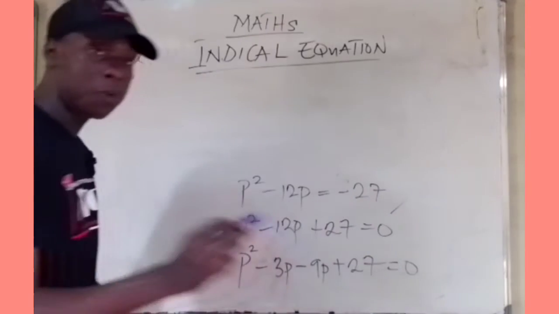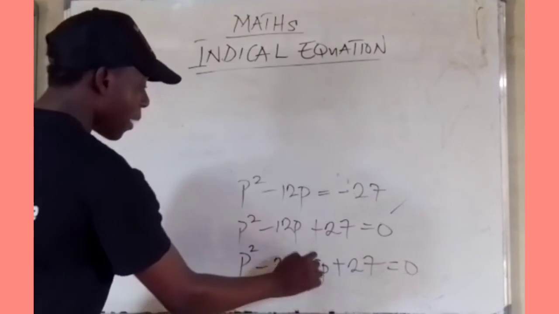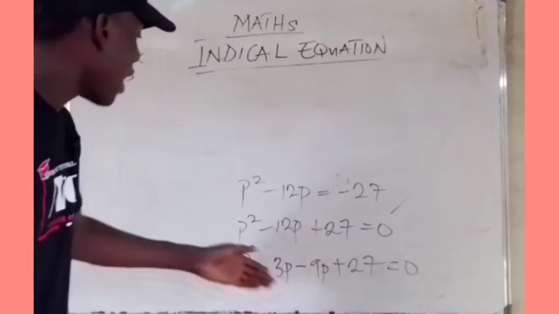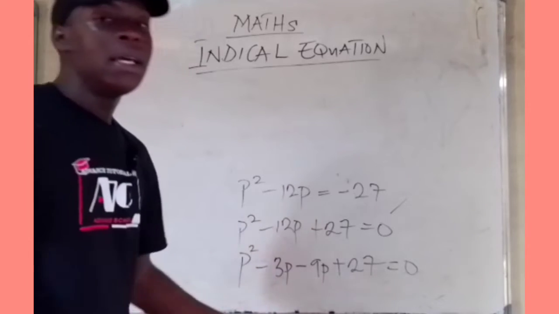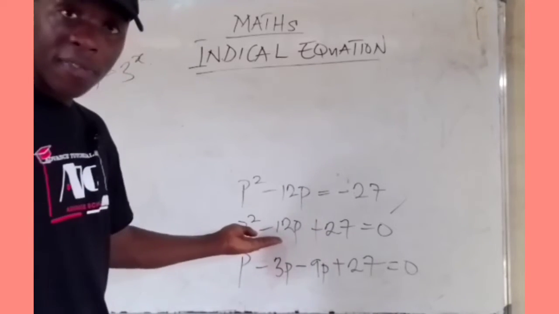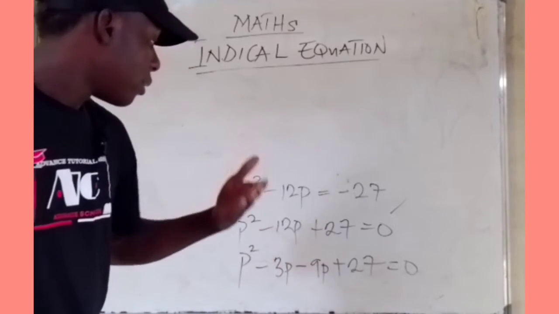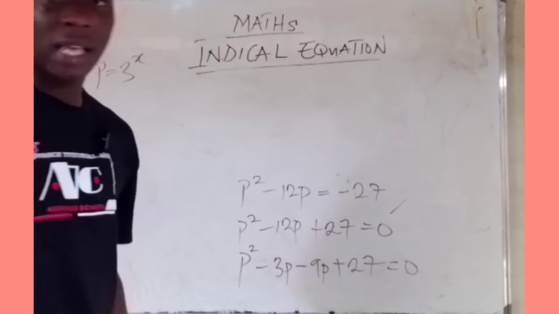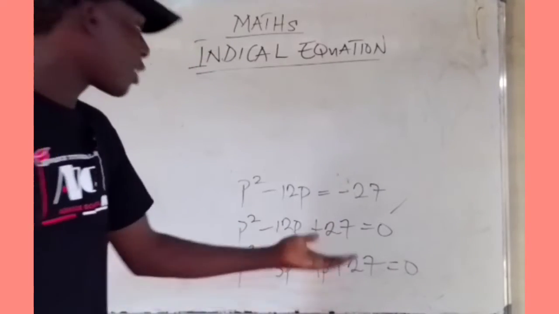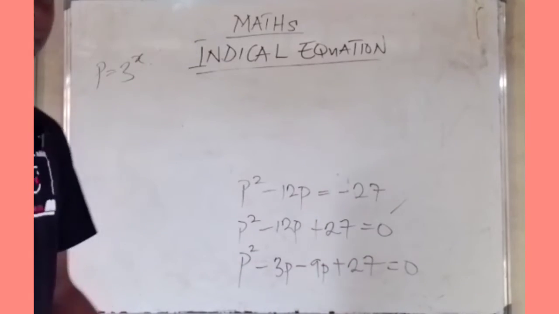These are our two factors, right? Minus 3p and minus 9p. Because minus 3p plus minus 9p gives me minus 12p, and minus 3p times minus 9p gives me 27, or minus 3 times minus 9, that's 27. So these are our factors.